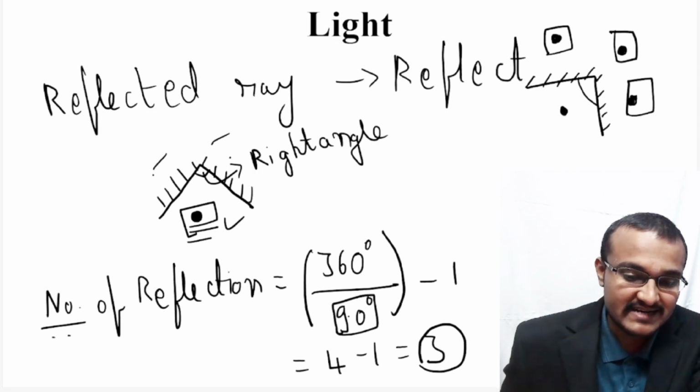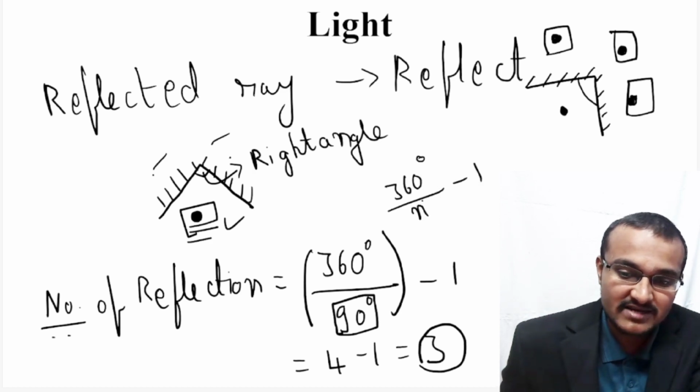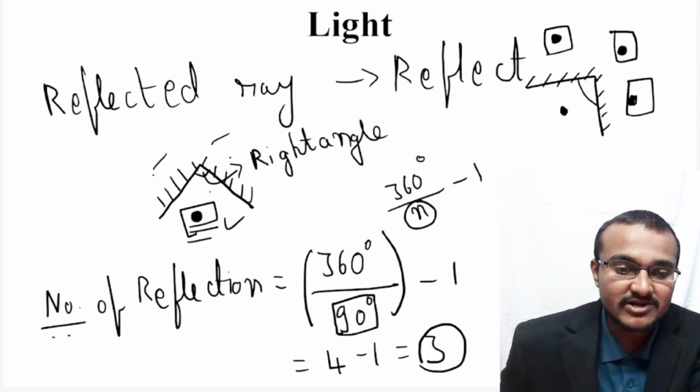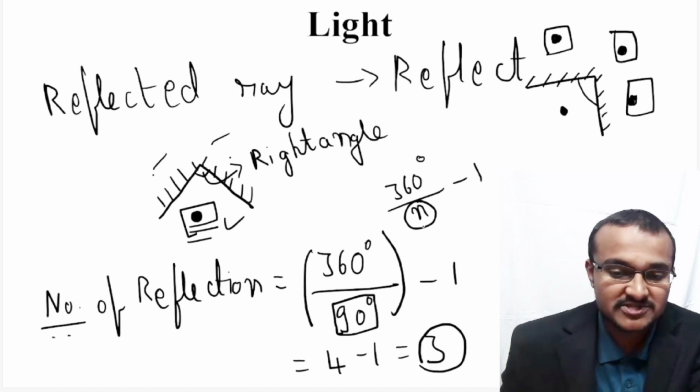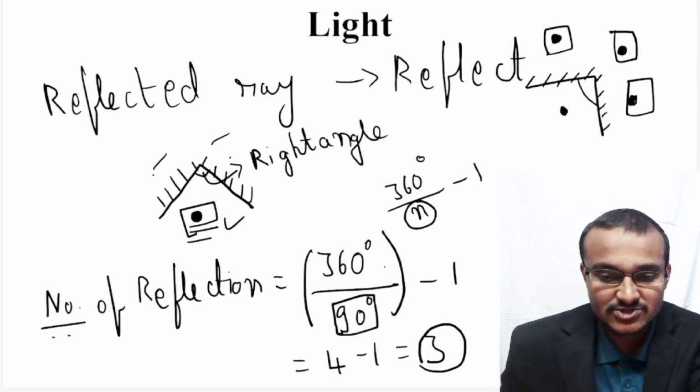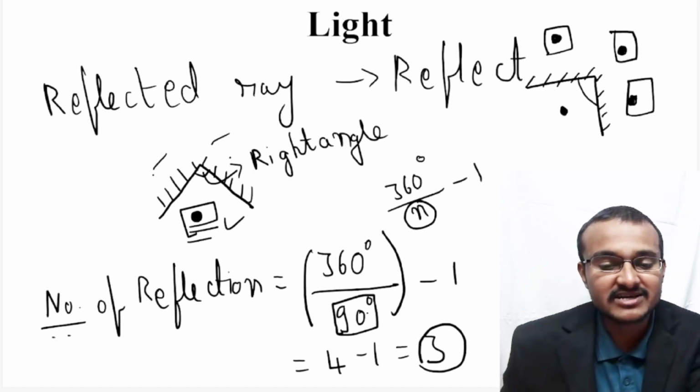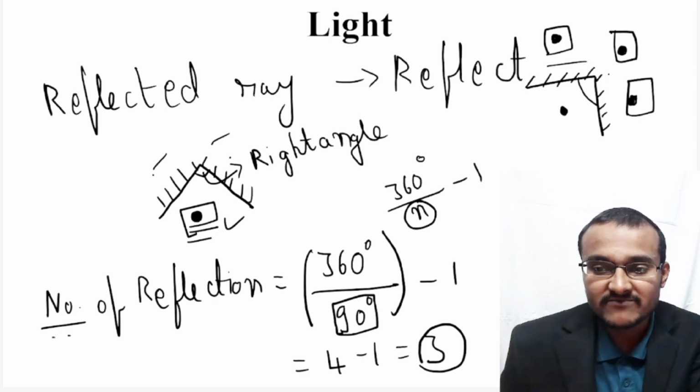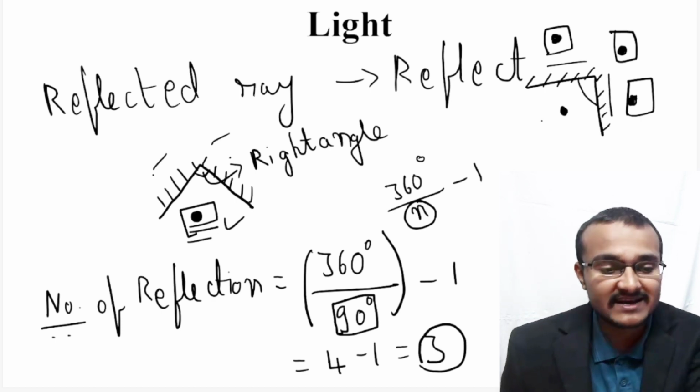So instead of writing 90 degrees, I will write a general formula: 360 degrees divided by n, minus 1. So this n is the angle between these two mirrors. When you substitute n, now it is 90 degrees. So 360 by 90 is 4. 4 minus 1 is 3. So you can observe 3 reflections when the angle between these two mirrors is 90 degrees.